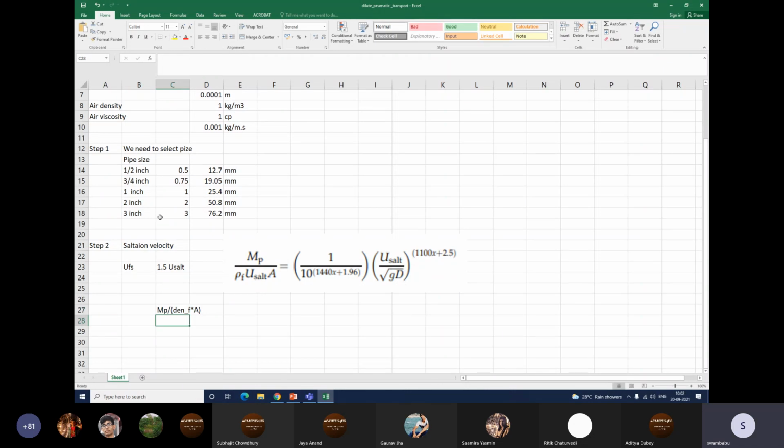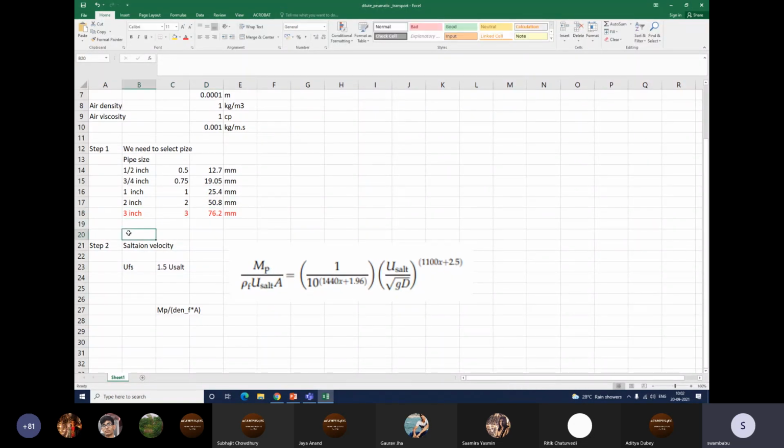So now we have to select a pipe. I'm selecting the 3-inch pipe. I can select any one, so I'm selecting the 3-inch pipe. Since I selected a 3-inch pipe, I can calculate the area. How do I calculate area? Pi by 4 d square, where d is the diameter, converted into meters by dividing by 1000. So this is the area in meters square.